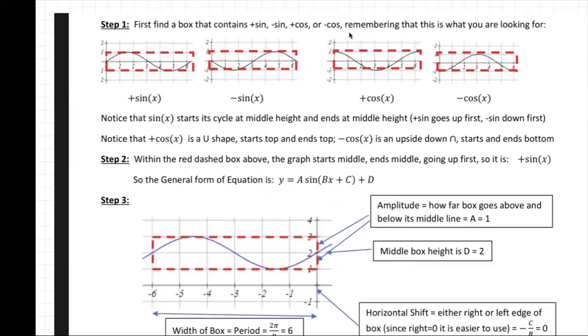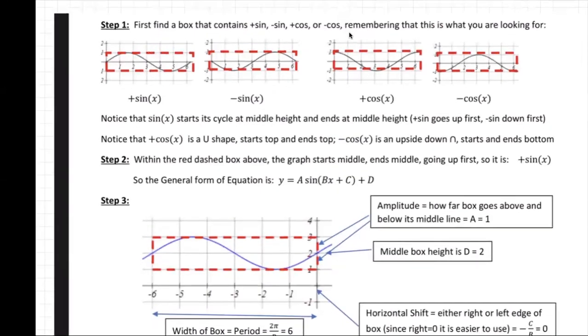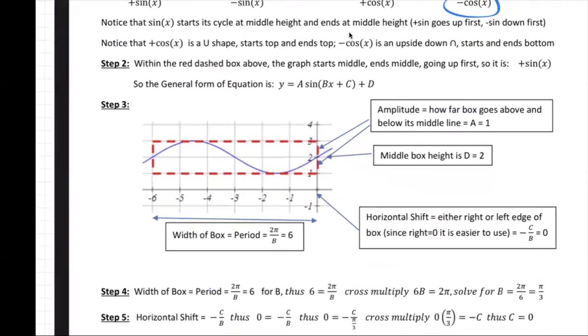Here we go. So step one, find the box. We found the box, negative cosine. We have a U shape in our box. Looks like that. Okay. Step two. Within the box, the graph starts. The example I'm giving you was a sine one, but that's not us. Okay, so what do we do next?